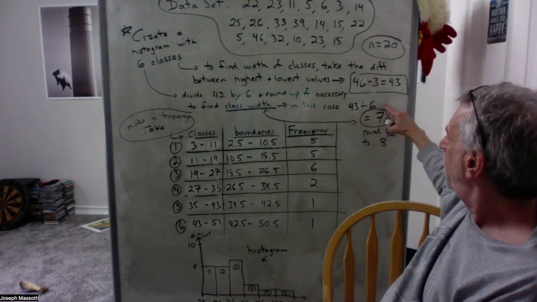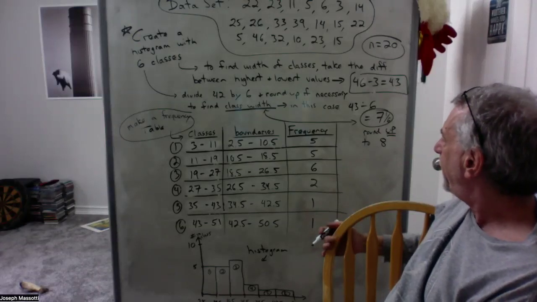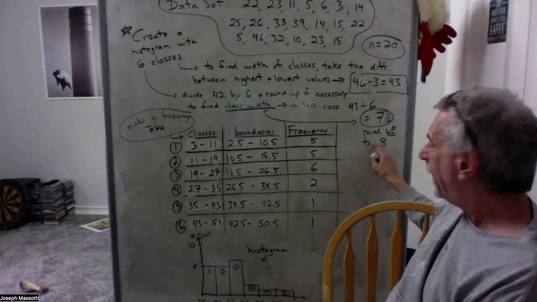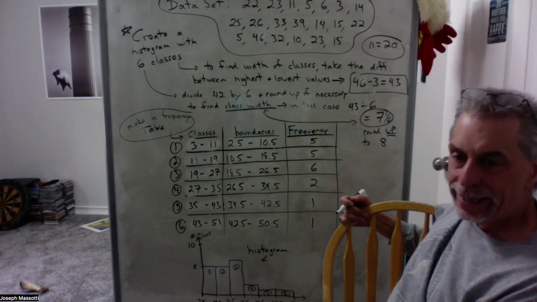In this case, we divide 43 by 6. We get a little bit more than 7. So that tells us our class width is going to be 8.